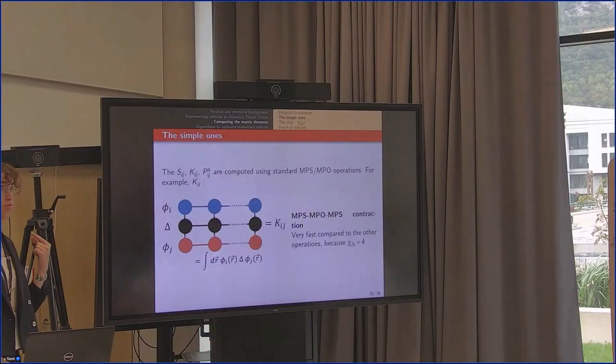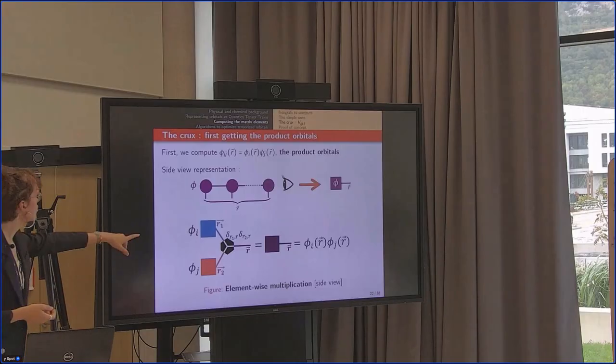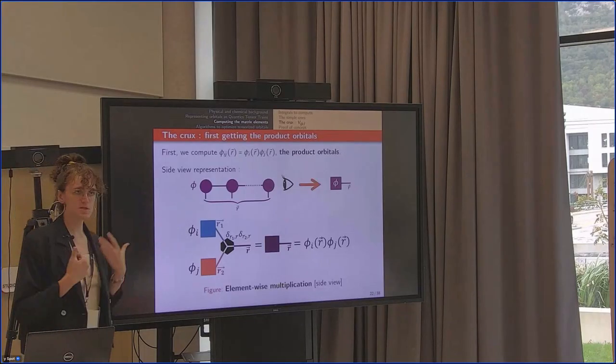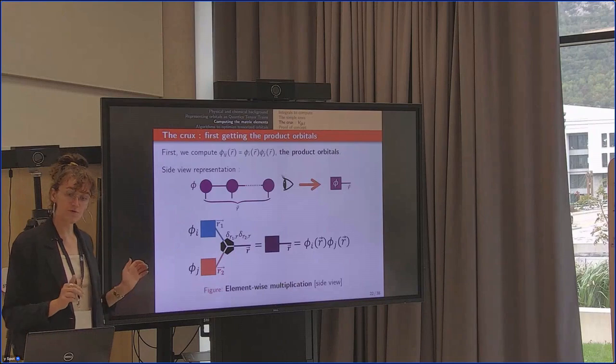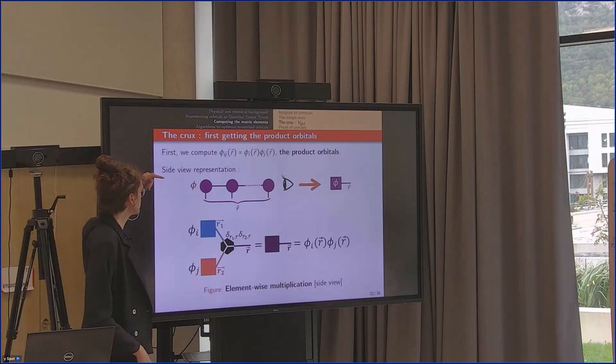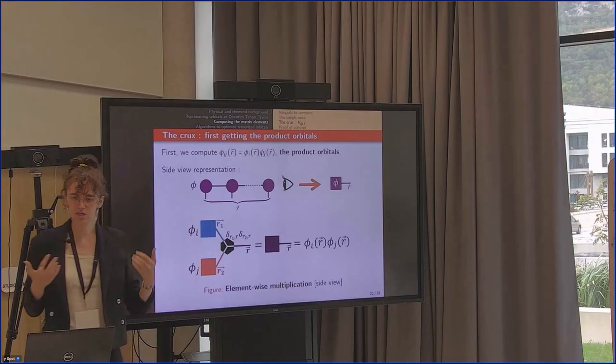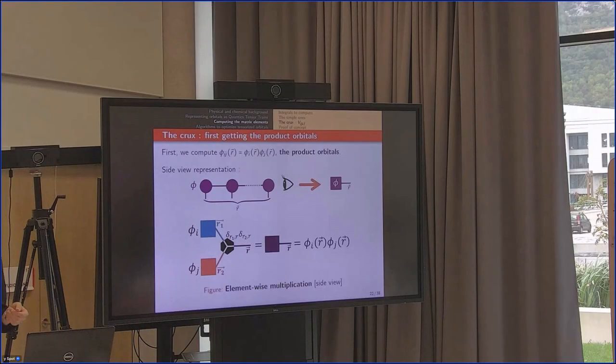Now we want to compute the Vijkl. To do this, we are going to compute the product orbitals. This is what Miles talked about just before. We compute the element-wise multiplication. So in this part I'm using a different representation than what we are used to. I call it side view representation. We are used to representing MPS like this. If you look at it just from the side, you just see one blob with one leg. It's a way of representing MPS as vectors. This is going to simplify the notations a bit.